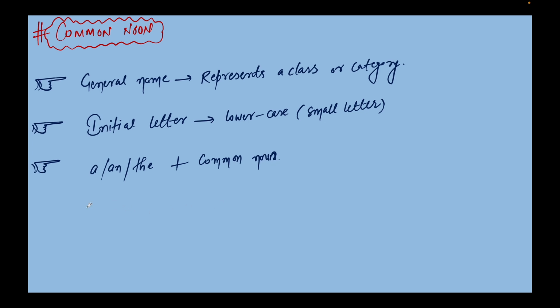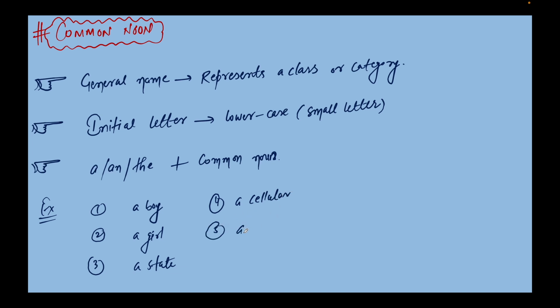Is it clear? Let me take some examples here. Example, just like if I take a boy, a girl, a state, a cellular, a car, the Taj. So all these are basically common nouns. Is it clear?